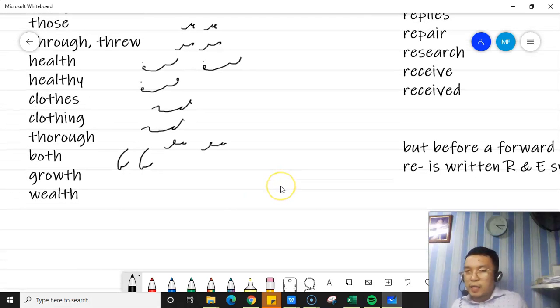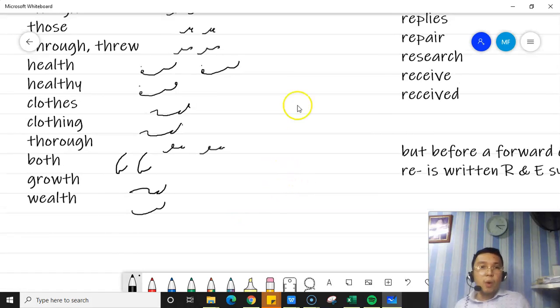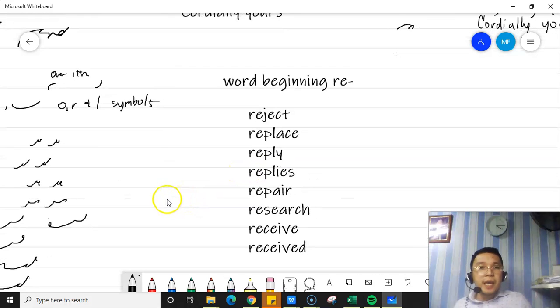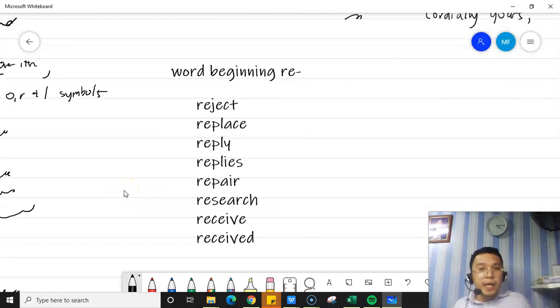So, let's have the two words. Growth. We have the GR, underneath, growth. And then the wealth. Of course, the brief forms, and then underneath, which represents wealth. Okay? Are we clear? Word beginning re. Okay, word beginning re is represented by an R symbol. Okay? So let's have the word reject.